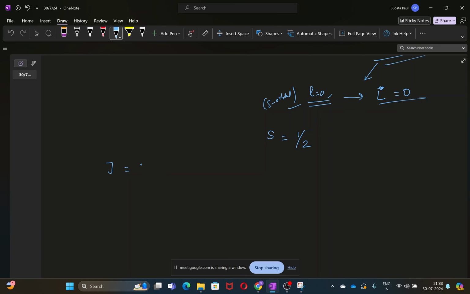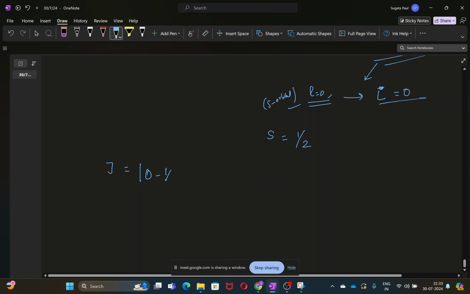So in this case you do not have to think much. Whether you choose mod of L minus S, the answer will be half, or if you choose just directly L plus S, the answer will be half. So this is the same value, so there is no confusion. So J value is half. And what is 2S plus 1? 2S plus 1 is basically 2 into half plus 1, which is 2.